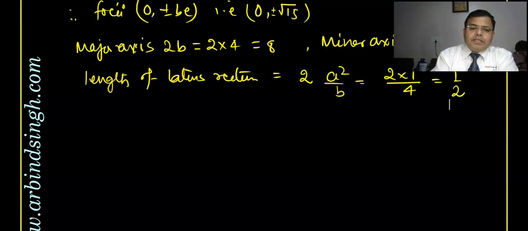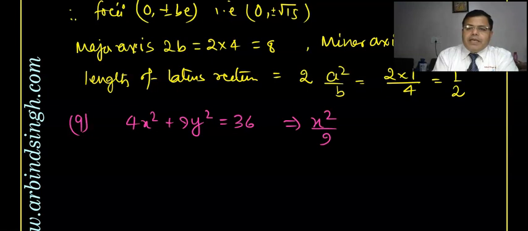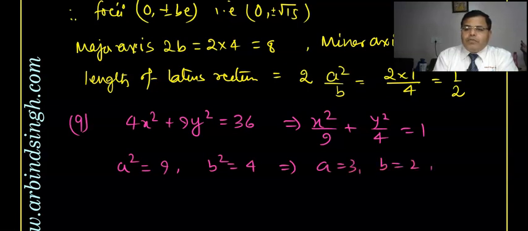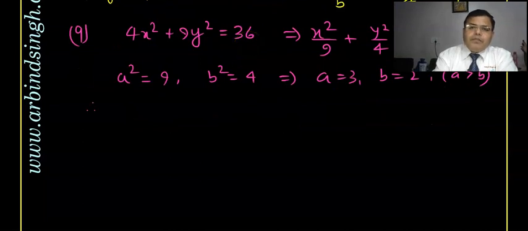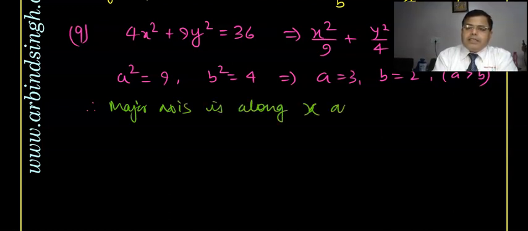Now one more question of this category, that is question number 9. Question number 9 is 4x square plus 9y square is equal to 36. That can be written as x square by 9 plus y square by 4 is equal to 1. Comparing with x square by a square, a square is 9 and b square is 4. This implies a is 3 and b is equal to 2. Here a is greater than b, so the major axis lies along the x-axis.